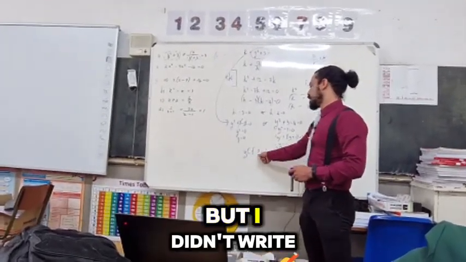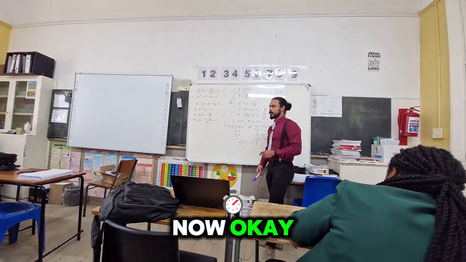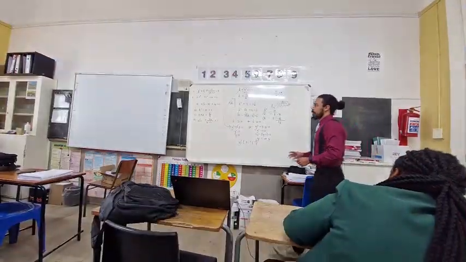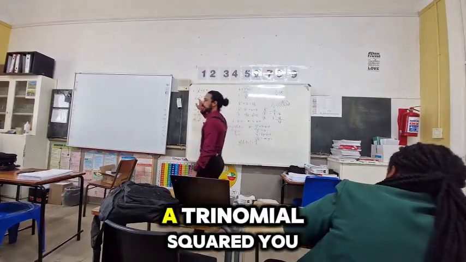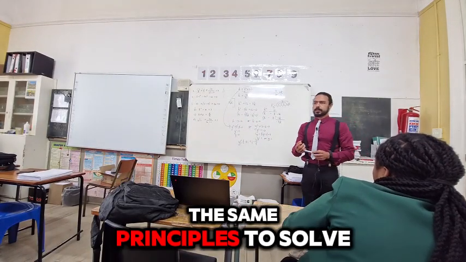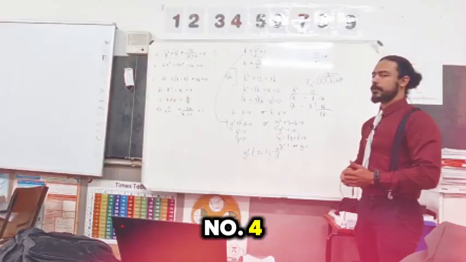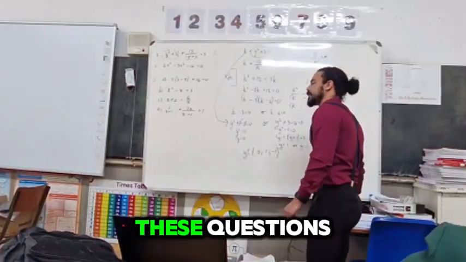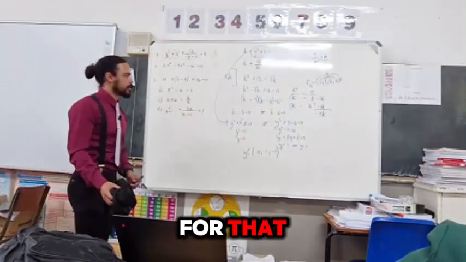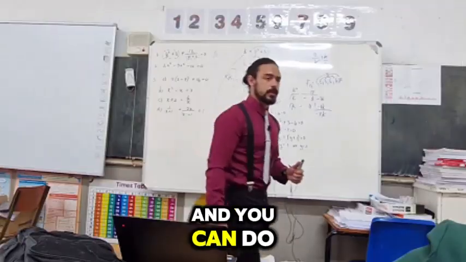Preferably, but I didn't write it in order right now. Alright, take that in, look at the next question, try to solve the next question. Although this is not a trinomial squared, you can use the same principles to solve. Is everyone done with number 4? Please, you need to attempt these questions because this is the type of question that you're going to get at the end of the year exams, and we are doing preparation for that, so please make sure you can do this and you can do it well.